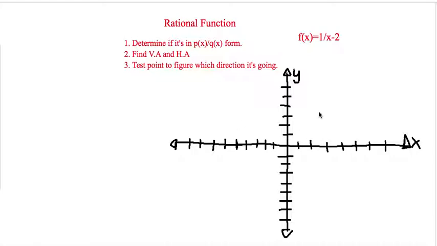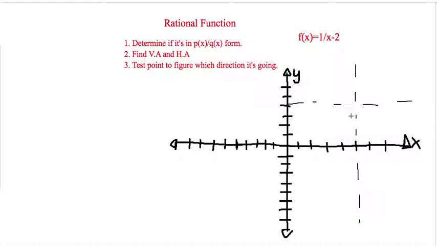This is an example of a typical rational function. It basically has to be in p(x) and q(x) form, or it just has to be in a fraction. So you are going to get a vertical asymptote, right? And you'll have a horizontal. This is not the horizontal of this graph, I'm just completely making it up.